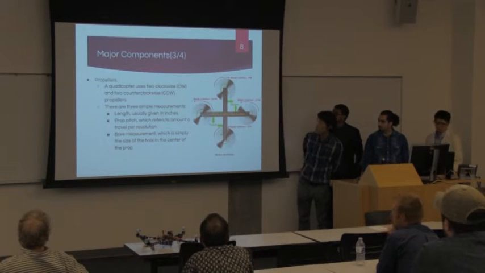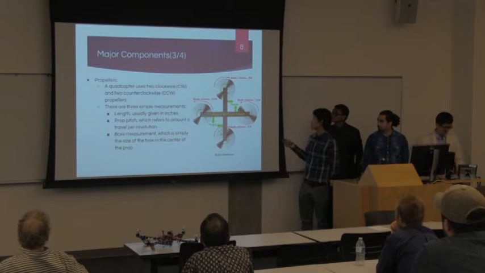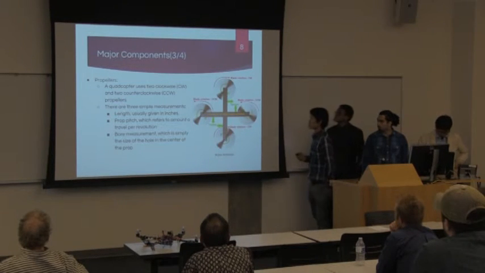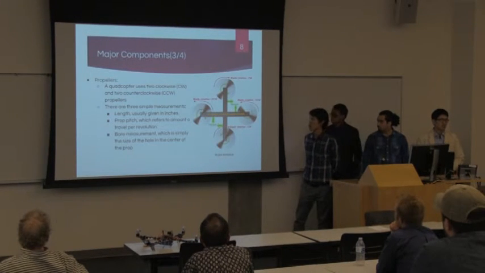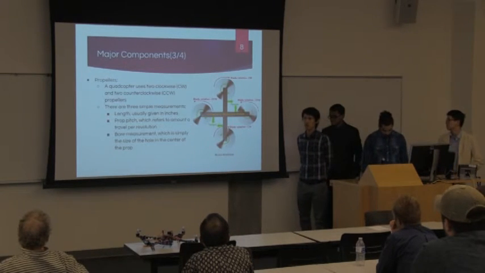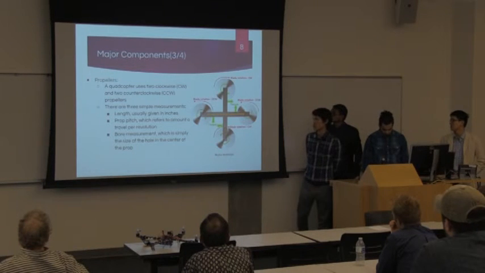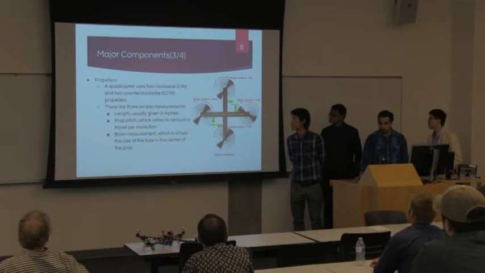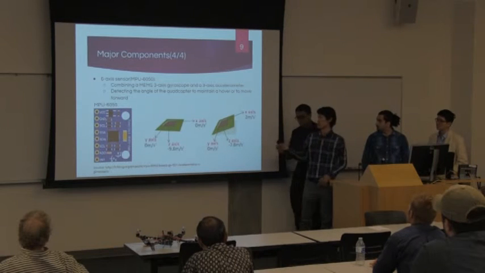The other major component is the propeller. As you can see in the picture, a quadcopter needs two counterclockwise and two clockwise propellers. There are three simple measurements that you need to adjust. The first one is the length, which is given in inches, and the second one is the pitch, which refers to the amount of travel per revolution, and the bore size, which is the hole at the center of the propeller.